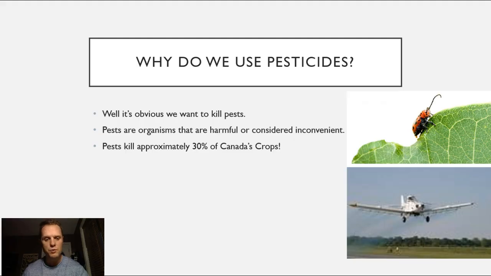So why do we use pesticides in the first place? Well, it's obvious. We want to kill pests. And pests are organisms that are harmful or considered inconvenient. Pests kill approximately 30% of Canada's crops. This is a big deal. If we could get the number down from 30%, this would increase the productivity of our farmers a lot. And so we want to do that if we can.